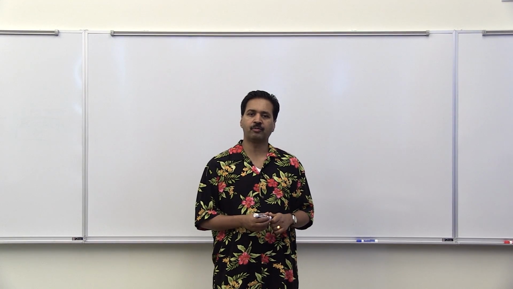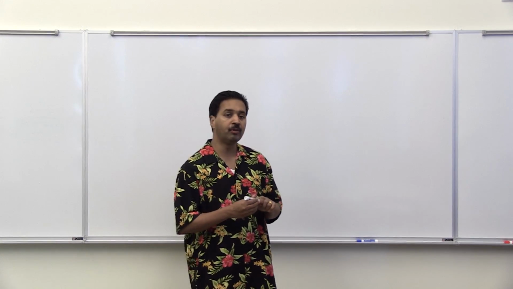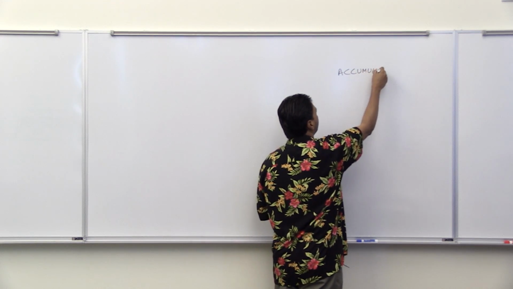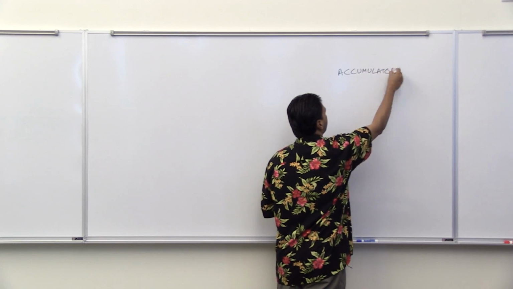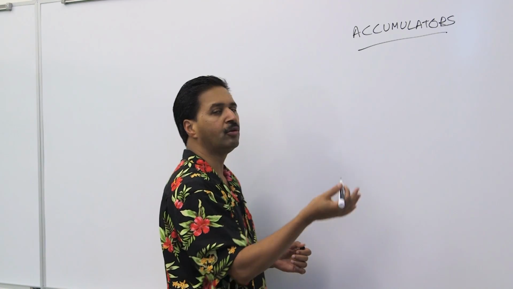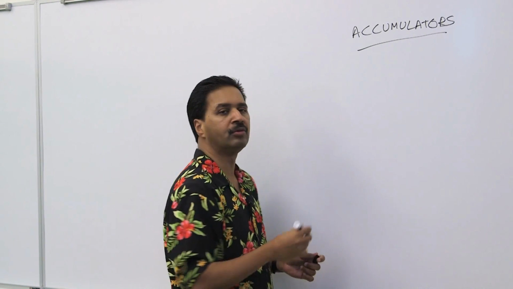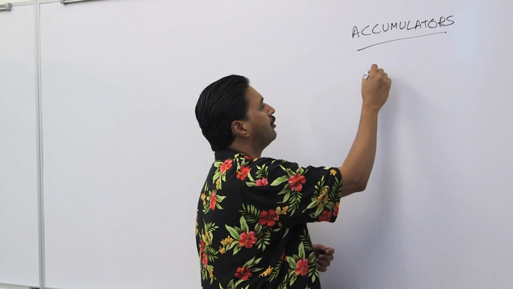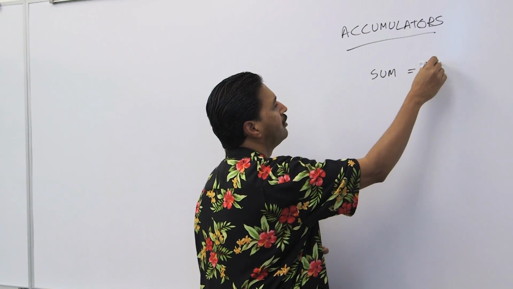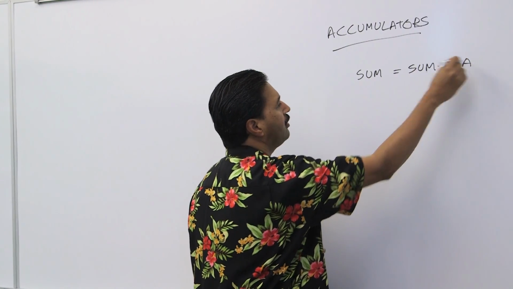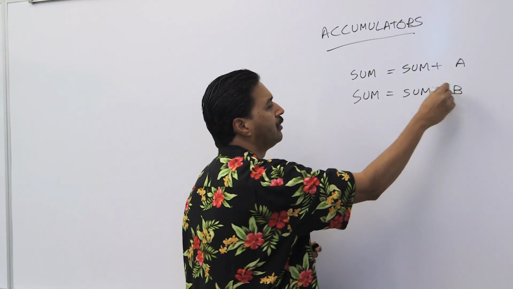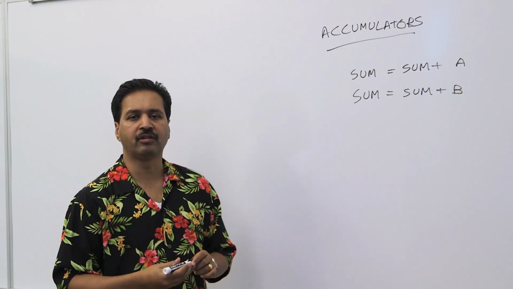Another common functional programming technique is called accumulators. So the idea here is to capture the common pattern when you're accumulating values into a variable like a sum. So you can, for example, have sum equals sum plus A, sum equals sum plus B, and so on. This is something that we do all the time in regular programming.